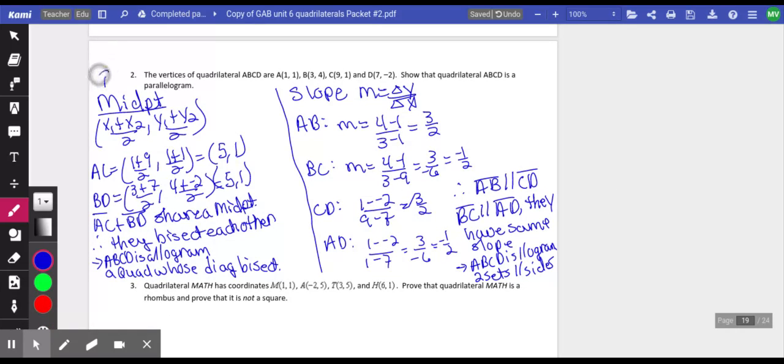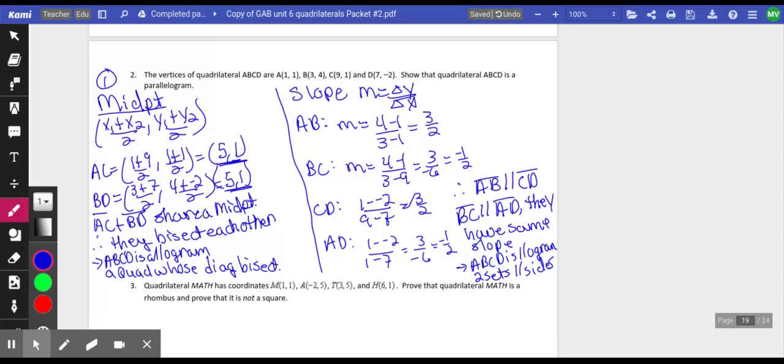So the first way I did is I did the midpoint. So I wrote my formula, x1 plus x2 over 2, comma, y1 plus y2 over 2. I found the midpoints of the diagonals. So one diagonal is AC. It gave me a midpoint of 5, 1. The other diagonal is BD. It gave me a midpoint of 5, 1. I then wrote, since AC and BD share a midpoint, therefore they bisect each other. So ABCD is a parallelogram, a quad whose diagonals bisect.